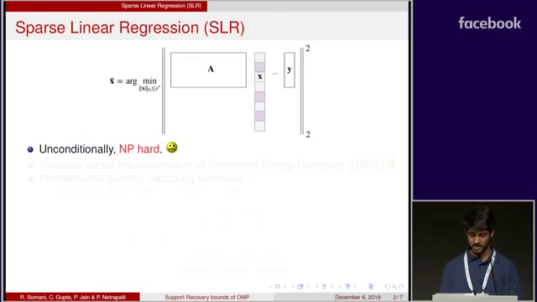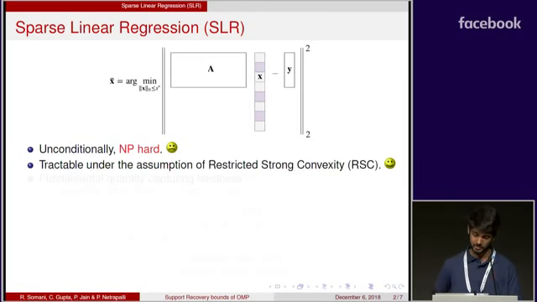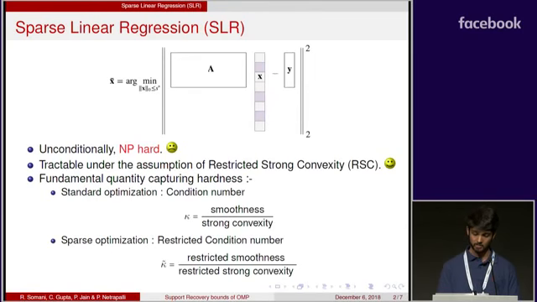This problem is NP-hard in general, so we study it under the assumption of restricted strong convexity, RSC, which is one of the most classical and most tractable assumptions in the literature. In the standard optimization setting, the fundamental quantity that captures the hardness of the problem is called the condition number, kappa, which is defined as the ratio of smoothness and strong convexity of the objective function. Similarly, for sparse optimization, there is a restricted notion of condition number denoted by kappa tilde, which is defined as a ratio of restricted smoothness and restricted strong convexity of the objective function.